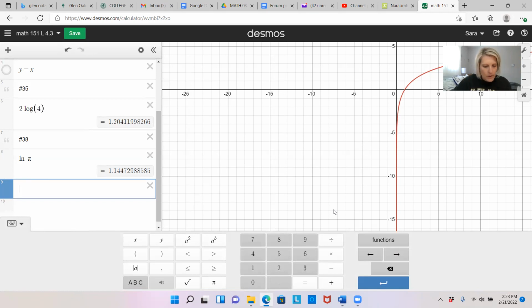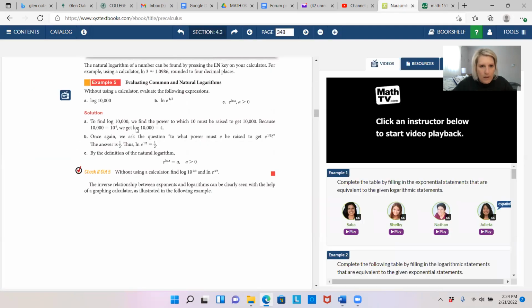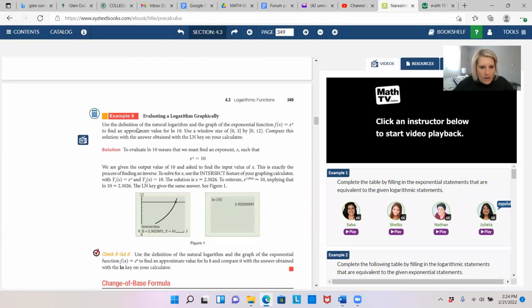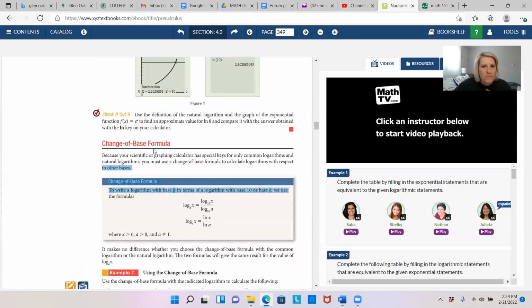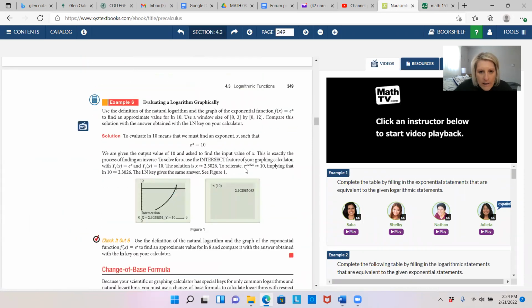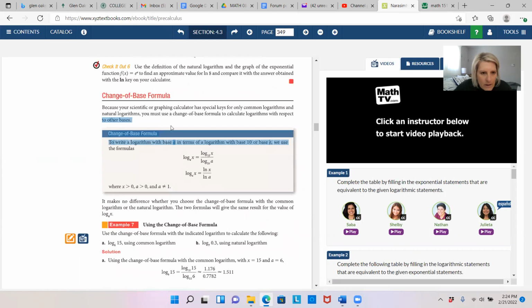So the next grouping of problems I would like to look at are 43 and 45. And they are all about the change of base formula. So if we go to the book, it's on page 349 in our book, and it's called the change of base formula. So it allows us to change bases.